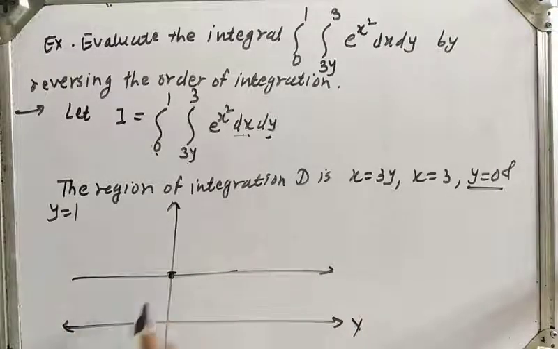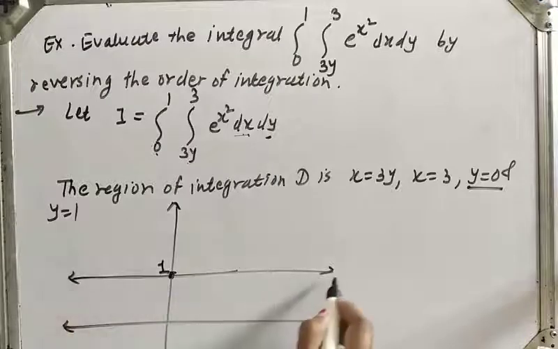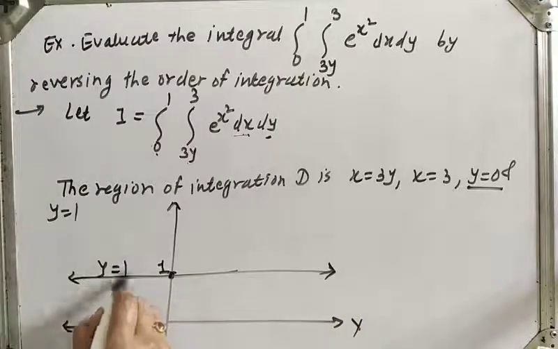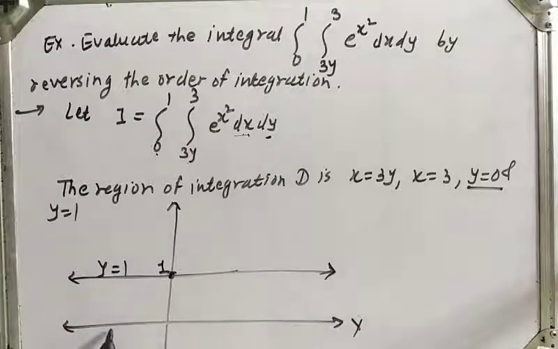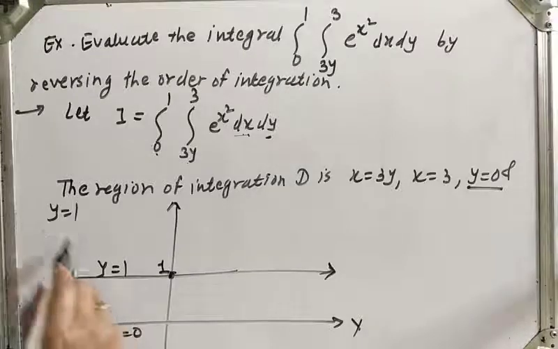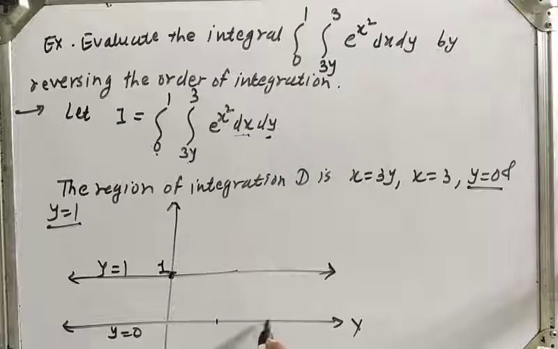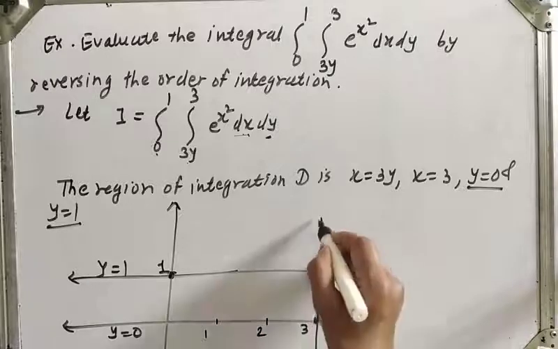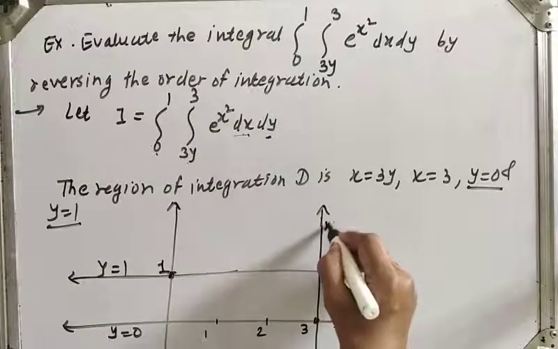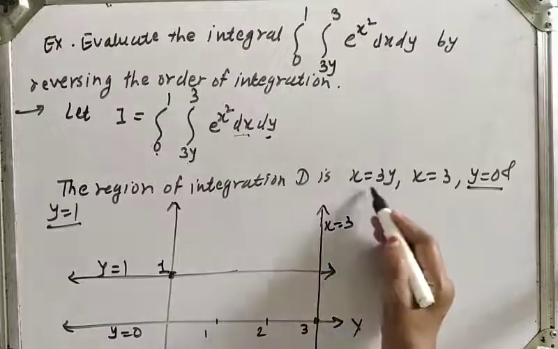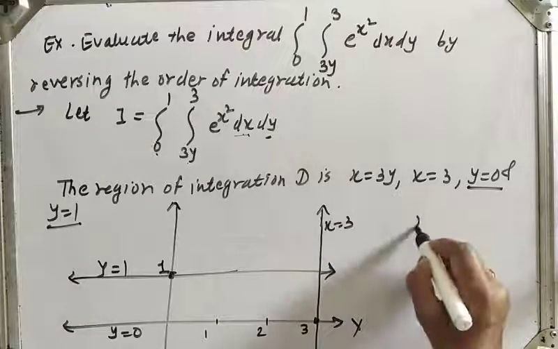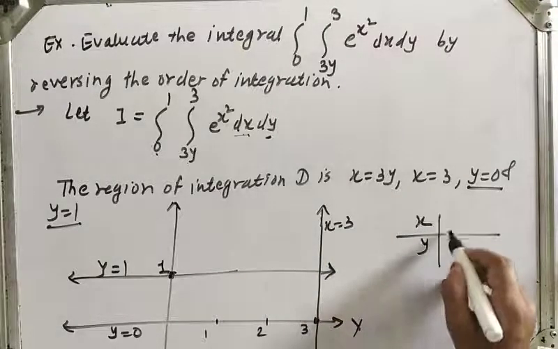Okay, consider this point is 1. So this line is y is equal to 1. Okay, this line is y is equal to 0, y is equal to 1, x is equal to 3. Suppose this point is 3. So this line is x is equal to 3 and then x is equal to 3y. So its graph will be xy.